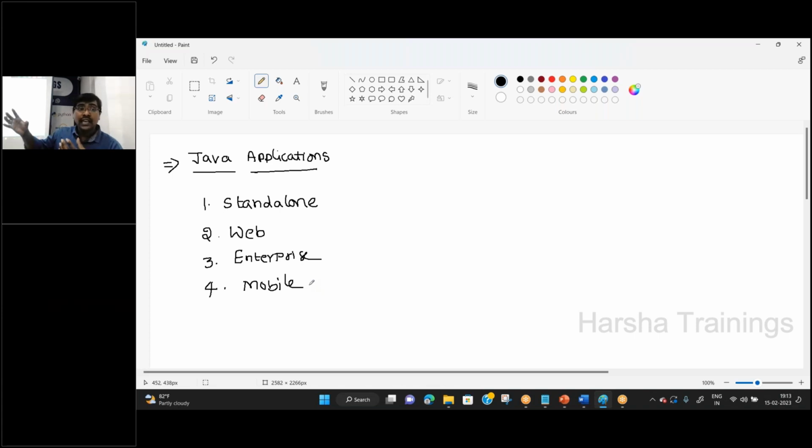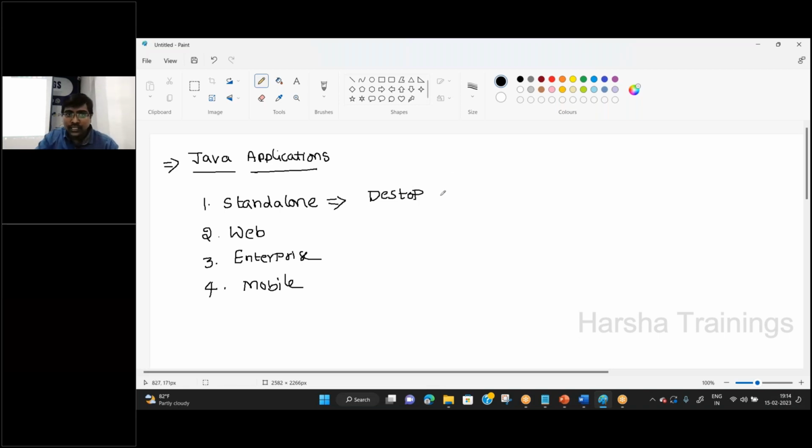That means here what is the point? By using Java, you can develop any type of application. Now, coming to each and every one. What is meant by standalone application? Standalone application means simply a software. Standalone application means an application that is installed in a system, a desktop. Desktop means either a laptop or desktop machine.